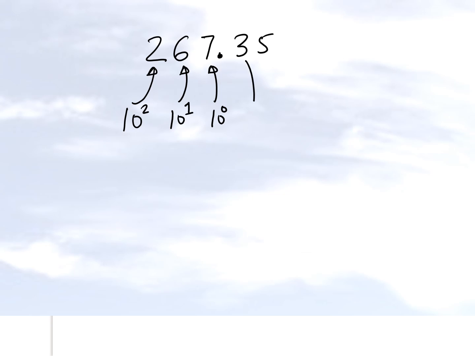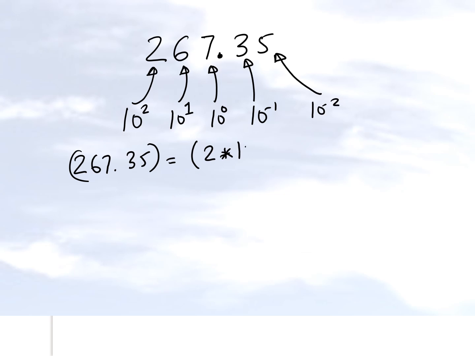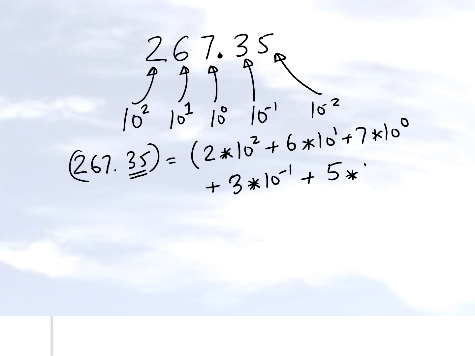And then after the decimal point, this place is for 1/10, that's 10 to the power minus 1, and this place is for 100ths. So if we had to write 267.35, we would also be able to write it as 2 times 10 to the power 2 plus 6 times 10 to the power 1 plus 7 times 10 to the power 0. And then for the fractional part, we'll say 3 times 10 to the power minus 1 plus 5 times 10 to the power minus 2.